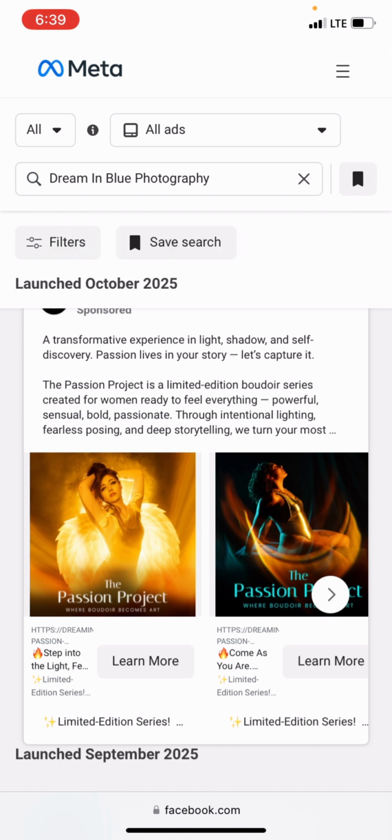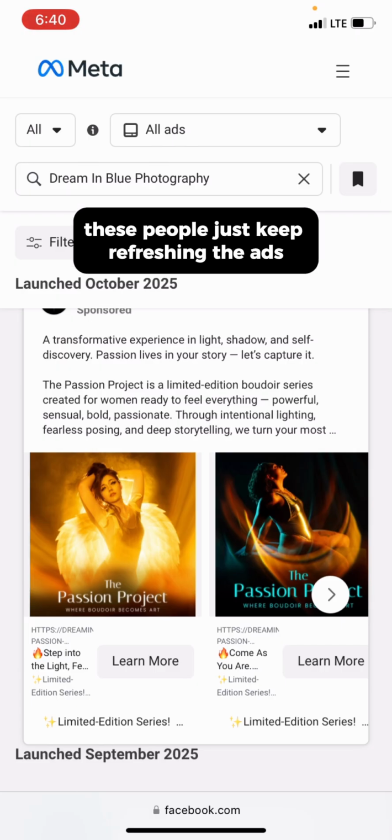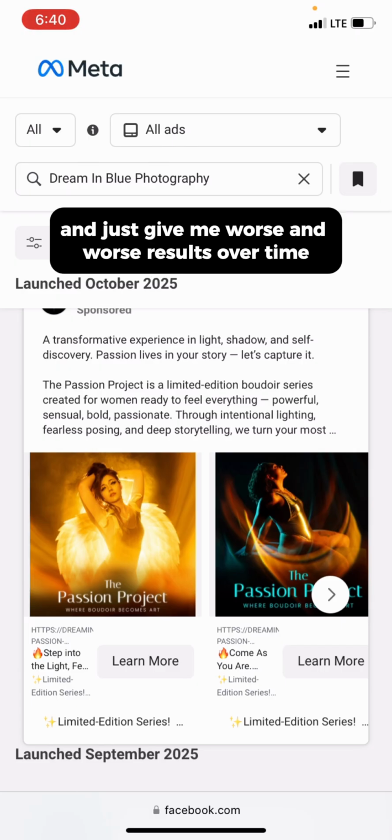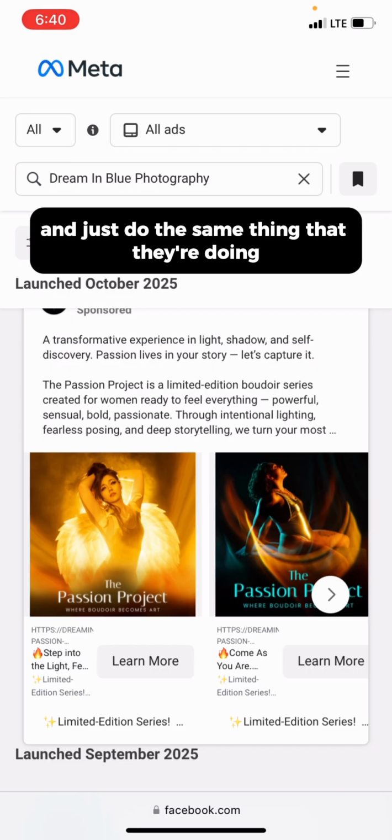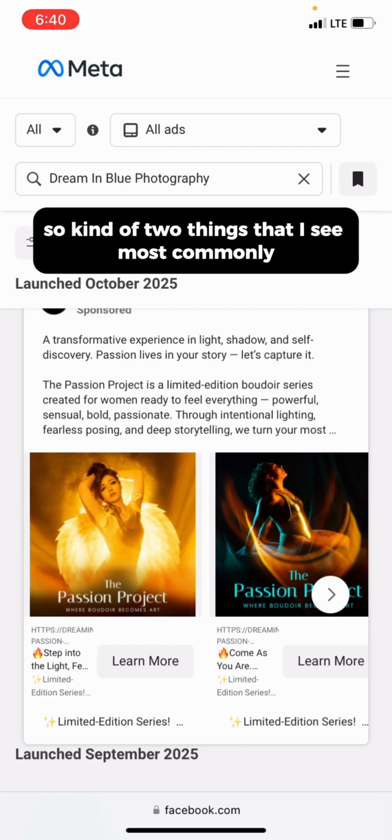Or they're like, well, man, these people just keep refreshing the ads and just give me worse and worse results over time. I can cut them out and then have more to spend on ads and just do the same thing that they're doing. So those are kind of two things that I see most commonly.